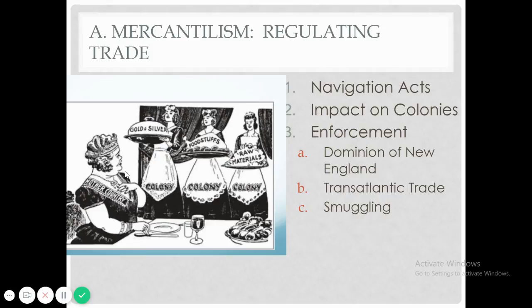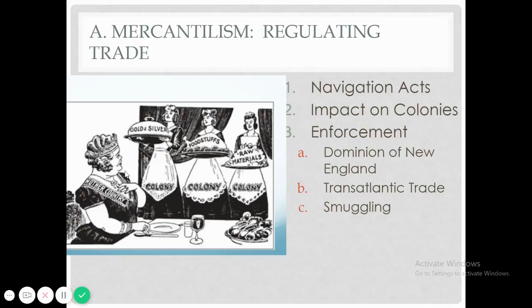So, what kind of impact does that have on the colonies? Well, there were some positives. It does cause New England shipbuilding to become pretty big. It provides Chesapeake tobacco with a monopoly in England, and tobacco was pretty big in England at the time. And it also provided military forces from England to come over and protect the colonies from attacks from the French and the Spanish. Why? Because they wanted to protect their property.